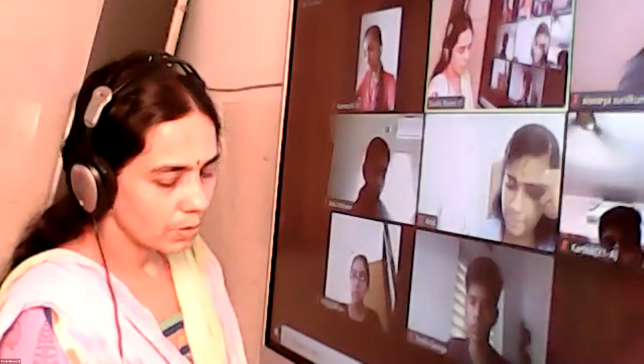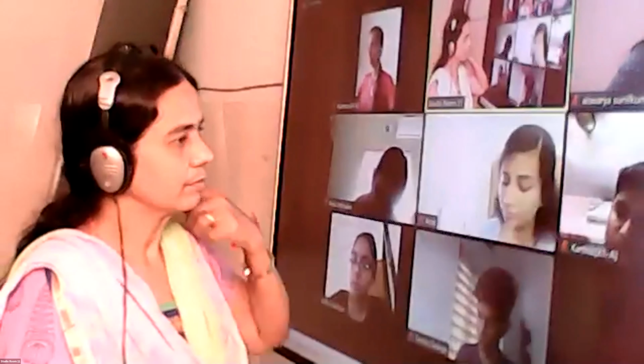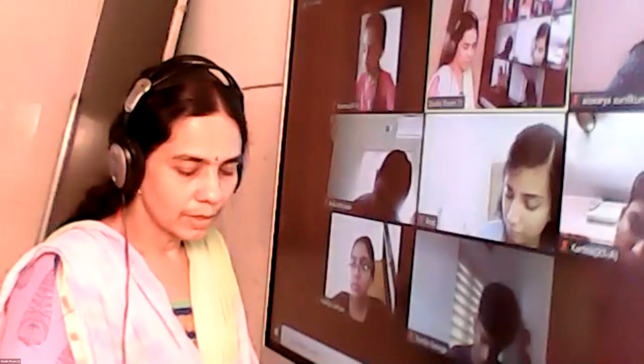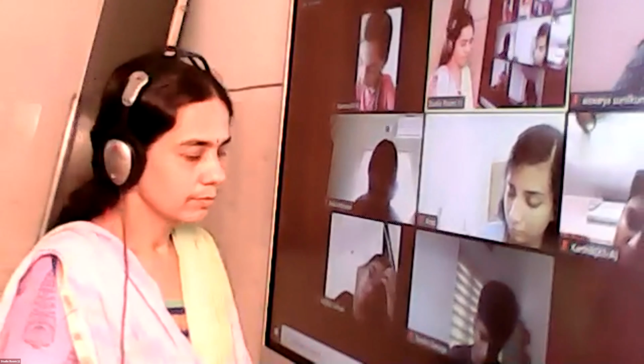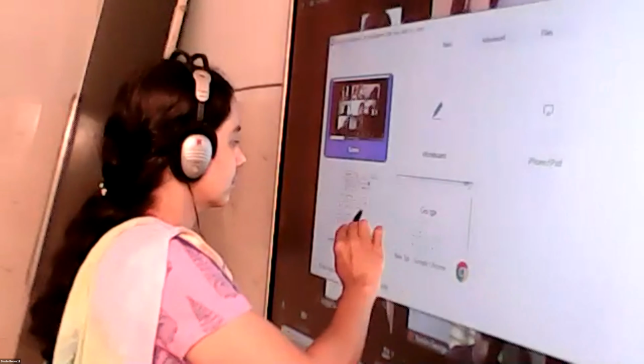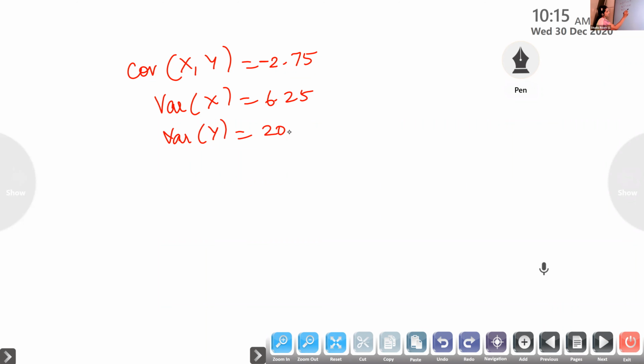Now let's do some problems. Write down: find the coefficient of correlation between x and y when covariance of x comma y is negative 2.75, variance of x is 6.25, variance of y is 20.25.